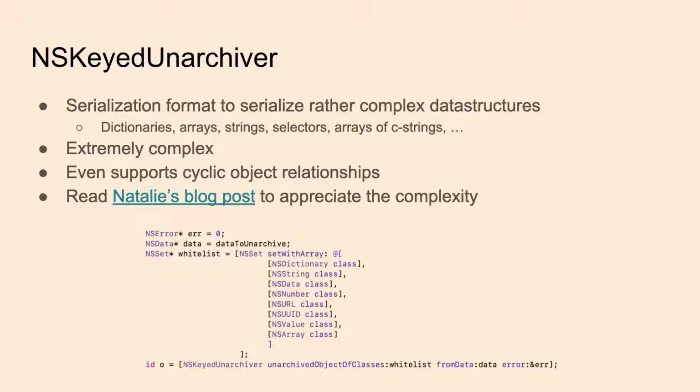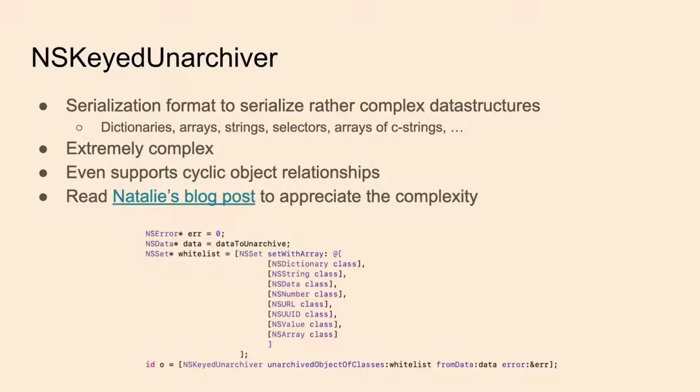So this is Objective-C at the bottom. If you're not familiar with Objective-C, you can think of these brackets as just being method calls. So in the last line, it's calling the unarchivedObjectOfClasses method for this NSKeyedUnarchiver. You can see you can pass a whitelist of classes. So in this case, it will only decode dictionary, strings, data, etc. So it looks quite okay.